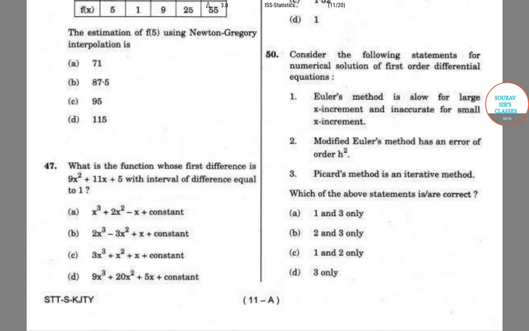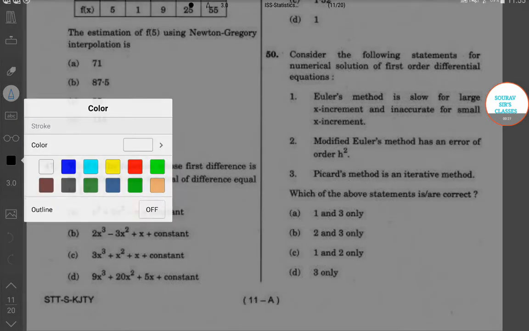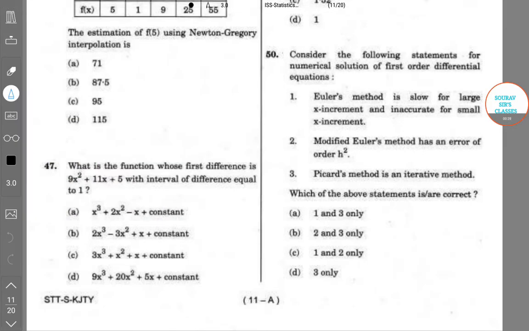In question number 50, we have considered the following statements for a numerical solution of first order differential equations, where we are given three considerations. Euler's method is slow for large x increment and inaccurate for small x increment. Modified Euler's method has an error of order h square. Picard's method is an iterative method. So we are supposed to see which one of these is correct. So let's see how to approach this.